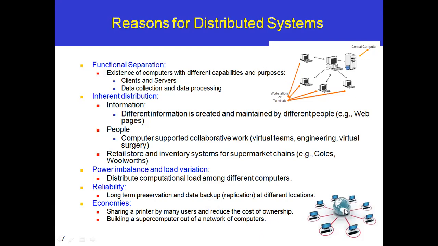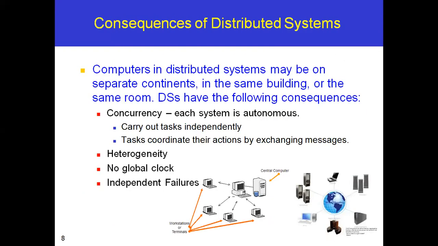See this diagram. All these terminals are connected to this one. Building a supercomputer out of a network of computers. See, this is a supercomputer. How will this become a supercomputer? All these systems are connected to this one. Next, these are the reasons for distributed systems. The next topic is, what are the consequences of distributed systems?